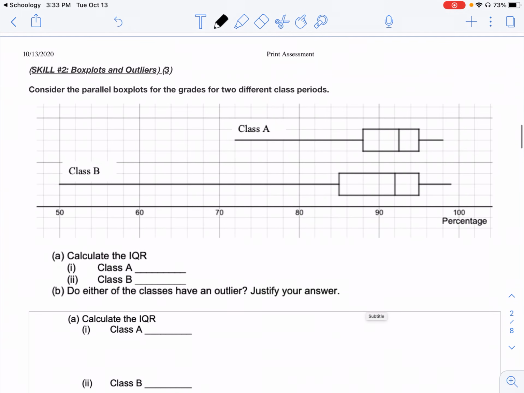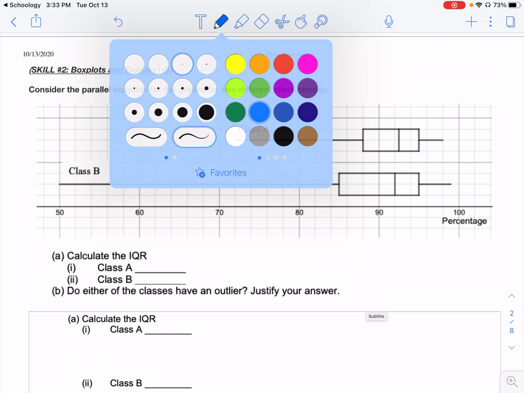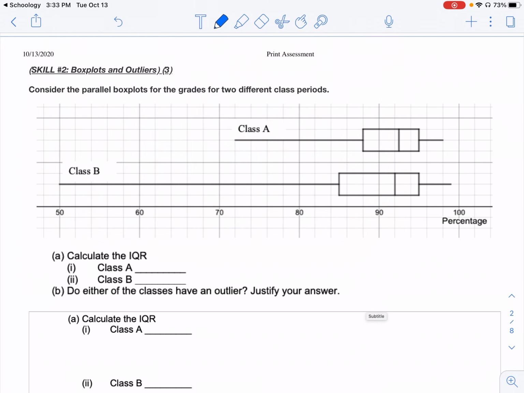All right, box plots. It says find the IQR. So I'm going to do Q3 minus Q1. For class A, Q3 is right here. These are counting by 2, so 92, 94, 95. And this would be 88. So that would be 7. IQR for class A is 7.